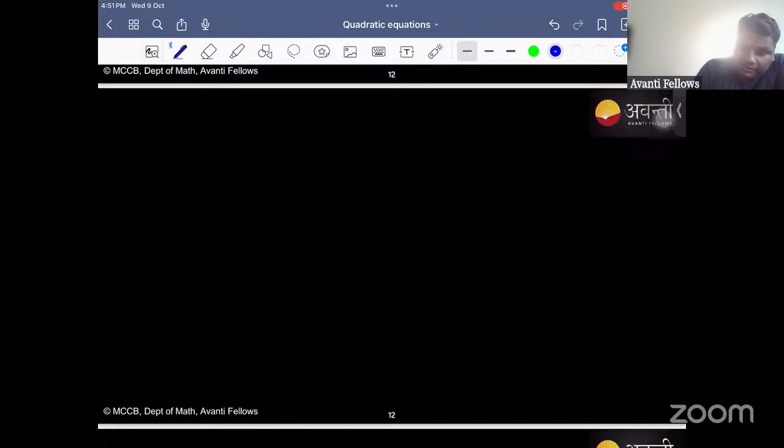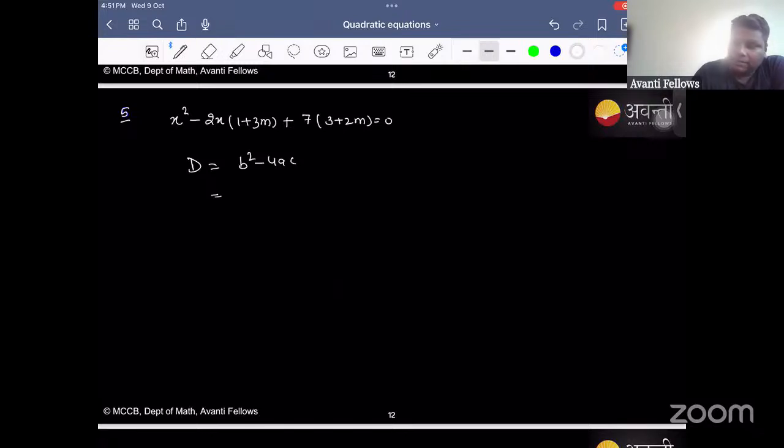So the equation is x square minus 2x times (1 plus 3m) plus 7 times (3 plus 2m) equals 0. So D will be what? D is b square minus 4ac. So this is 4 times (1 plus 3m) whole square minus 4, a is 1 and c is 7 times (3 plus 2m). You have to make it 0 to get the value of m.